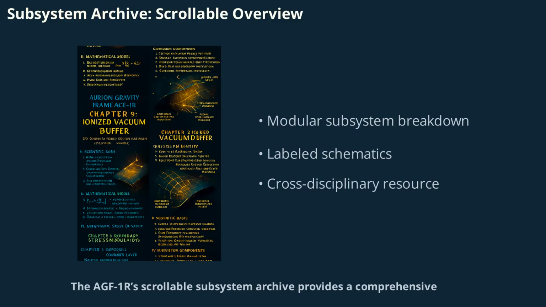AGF-1R's scrollable subsystem archive provides a comprehensive modular breakdown of each core and supporting system. This format allows researchers, engineers, and students to explore the architecture in detail, subsystem by subsystem. Each entry includes labeled schematics, operational logic, and mathematical models, making the archive an invaluable resource for both theoretical study and practical engineering. The modularity and clarity of this archive are designed to facilitate cross-disciplinary collaboration and rapid innovation.